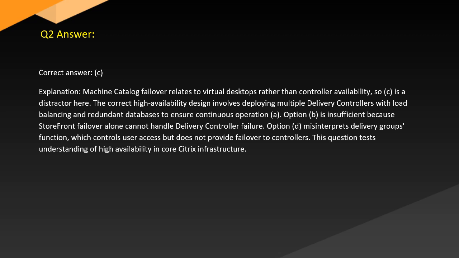Option B is insufficient because StoreFront failover alone cannot handle delivery controller failure. Option D misinterprets the delivery group's function, which controls user access but does not provide failover to controllers. This question tests understanding of high availability in core Citrix infrastructure.